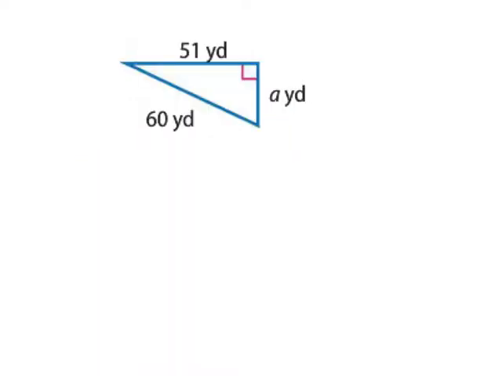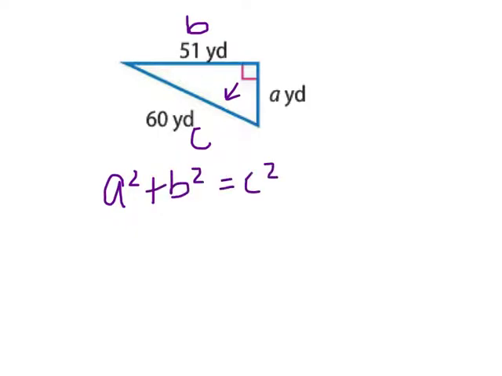Okay, so this is another right triangle, and this is going to be my A, and then this is my B, and this is my C. Remember, A and B form the right angle, and C is the longest side across from the right angle. So A squared plus B squared equals C squared. So we have A squared plus 51 squared equals 60 squared.